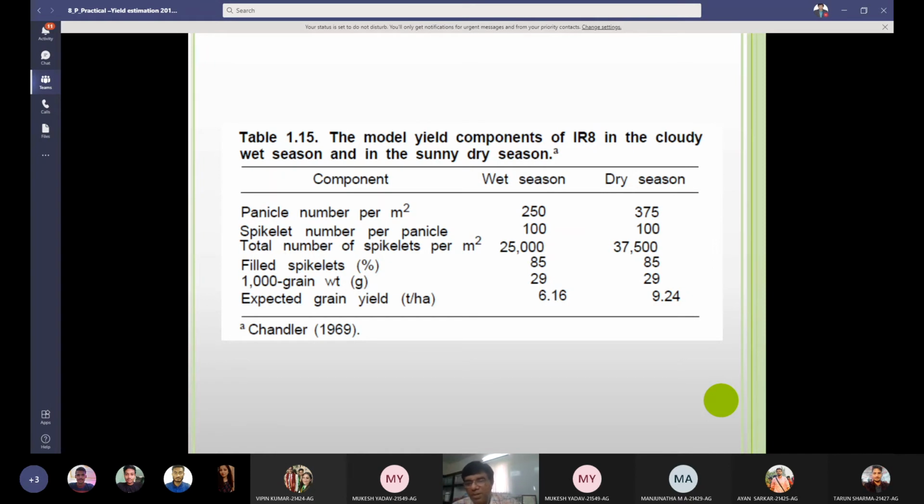So in rice, you can remember the topmost yield component is panicle number per meter square. Number two component is spikelets per meter square, or spikelets per panicle. And if you want to merge panicle number per meter square and spikelets per panicle, then you can have only one total number of spikelets per meter square, because it is governed by panicle number as well as spikelet number per panicle. So you can see in dry season you get more yield, in wet season you get less yield in this example.